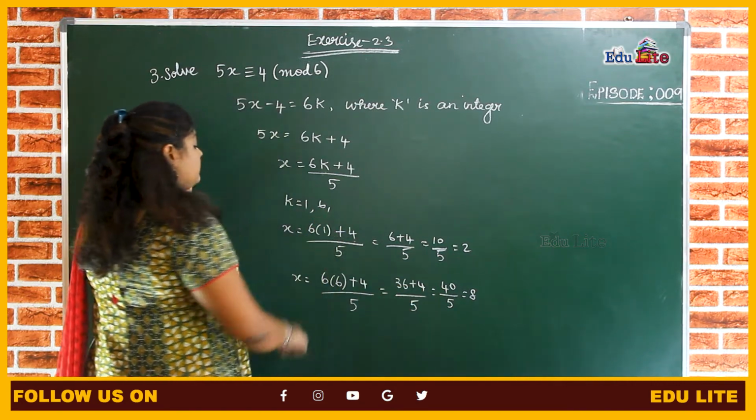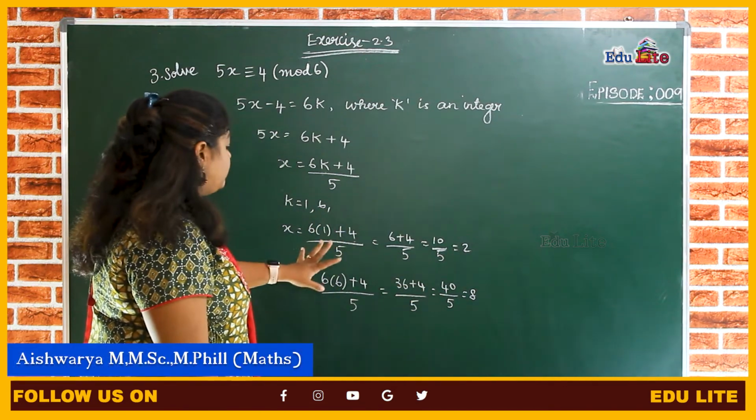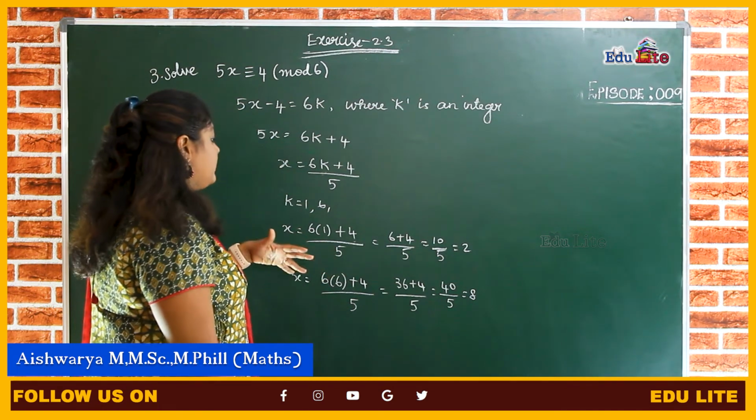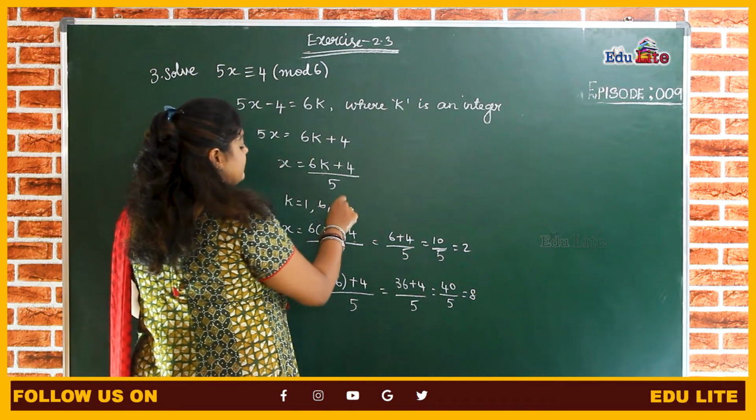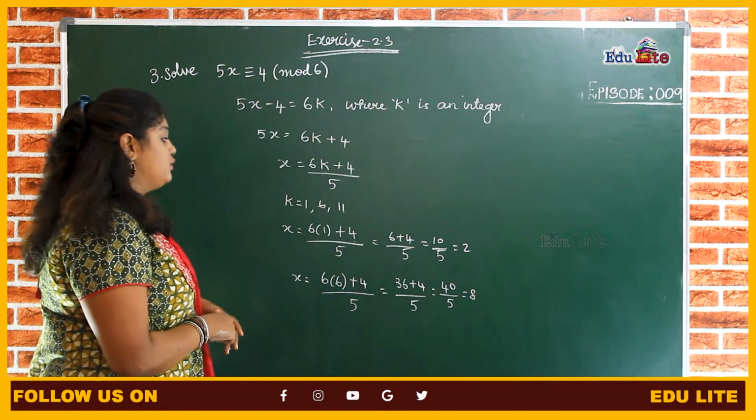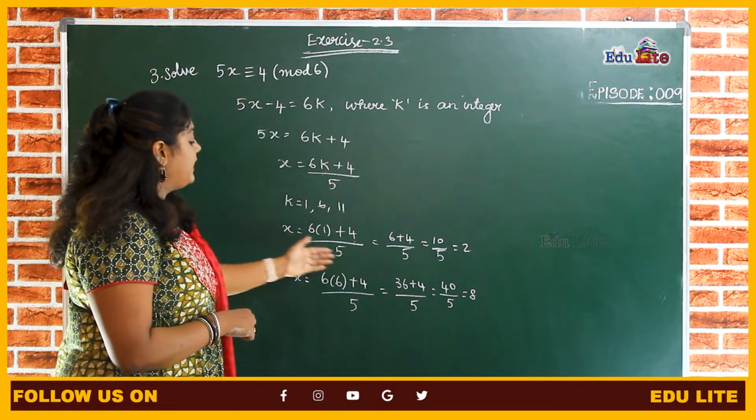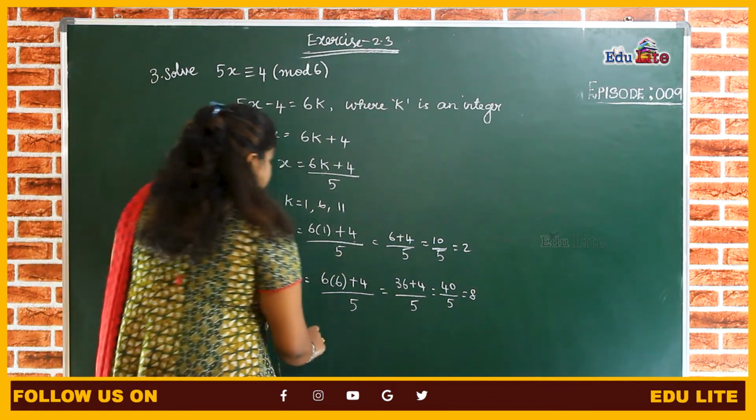Next, if I choose 7, it will not be divisible by 5. If I choose 8 as the value for k, it will not be divisible by 5. Only after 7, if we choose 11 for the value of k, it will be divisible by 5. So if I do so, what will we get?